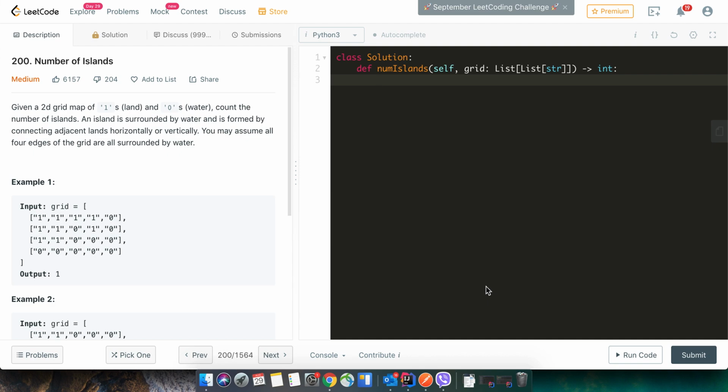So today we are looking at a very interesting problem. It's called number of islands. It's LeetCode 200, and this is a medium level problem. But this problem has come up in various software interviews.